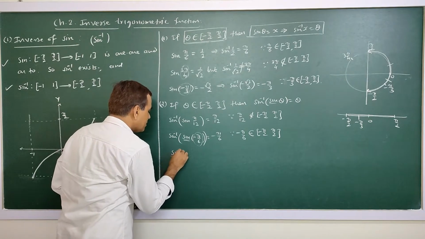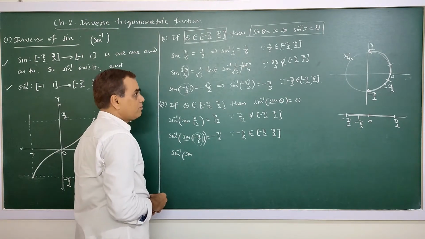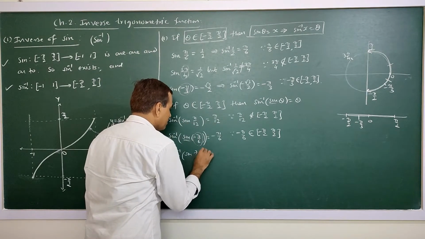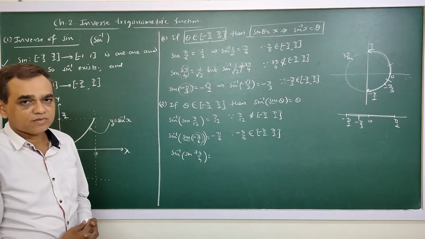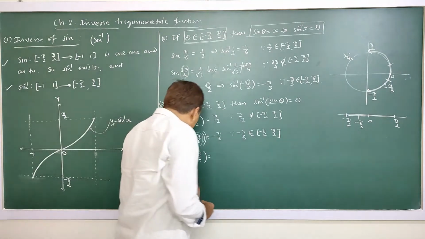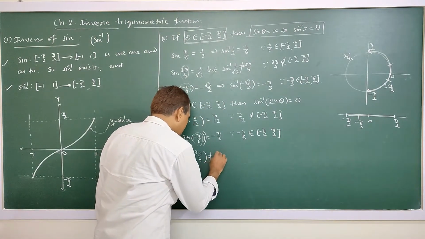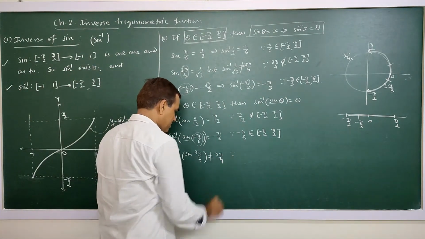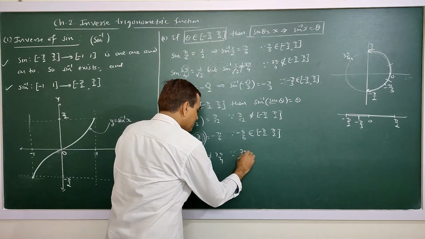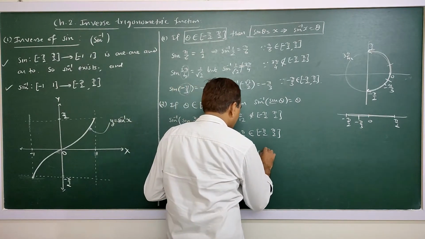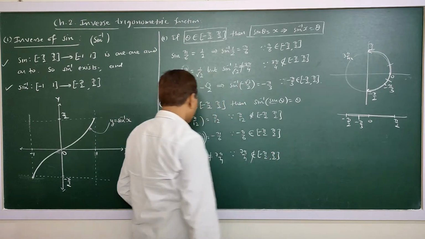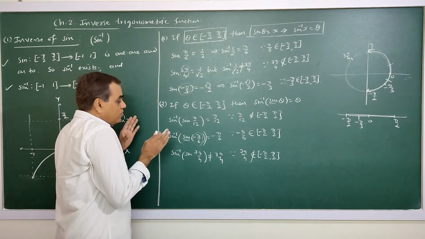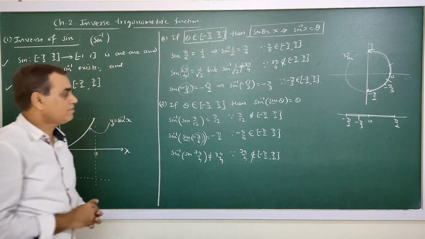Sine inverse sine of, suppose I take here, 7 pi by 4. Sine inverse sine 7 pi by 4 is not equal to 7 pi by 4, because 7 pi by 4 does not belong to minus pi by 2 to pi by 2. So this is the application of this property. In this way we apply the property.